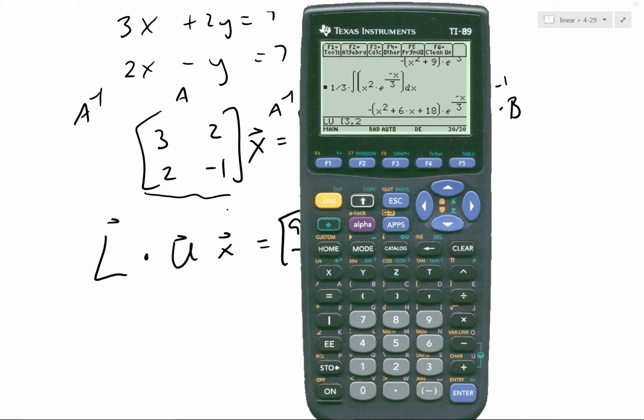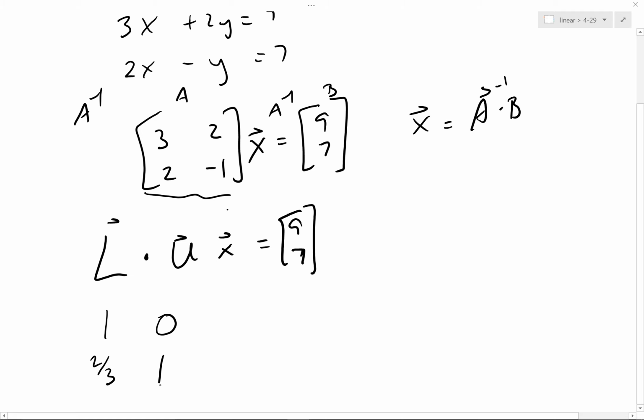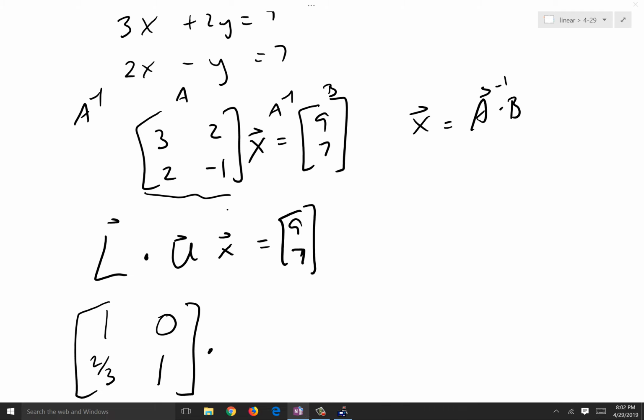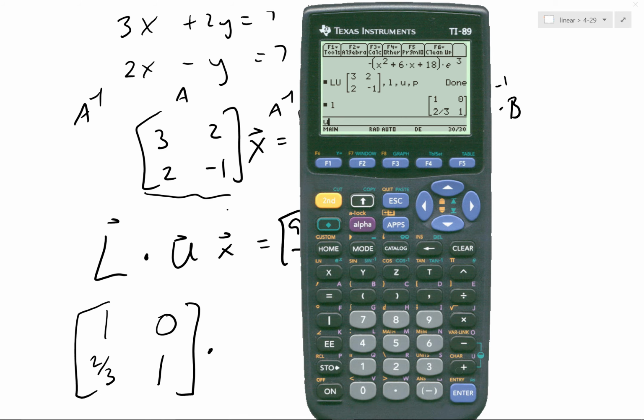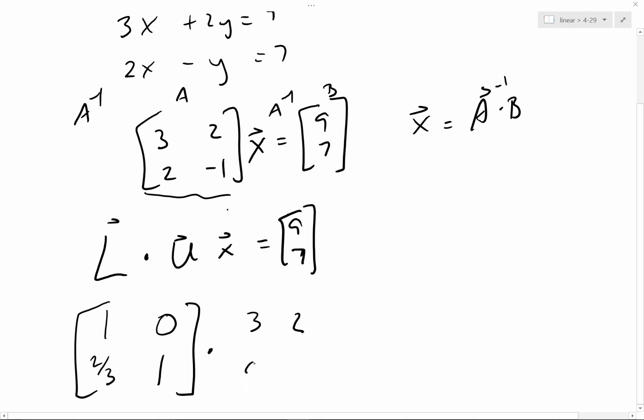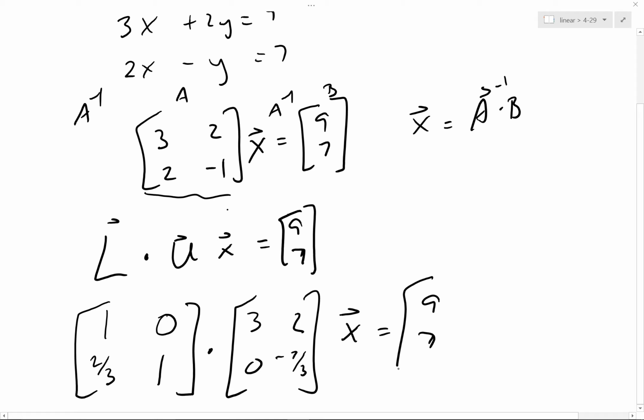There we go. And then comma, and then you're going to do alpha L, comma, alpha U, comma, alpha P. And then you just go alpha L. So 1, 0, 2/3, 1 times U, which is, if you just go alpha U, 3, 2, 0, and negative 7/3, times X equals 9, 7. 9 and 7. Okay?